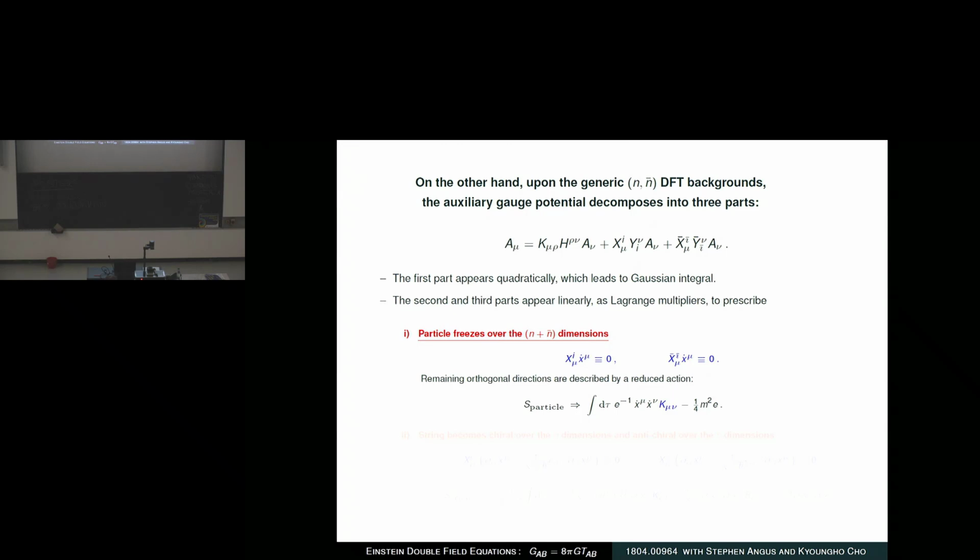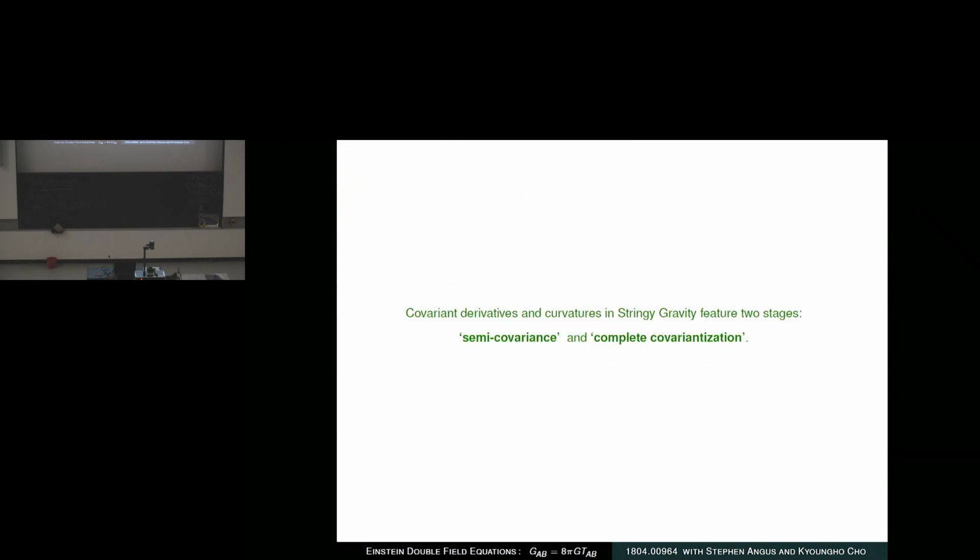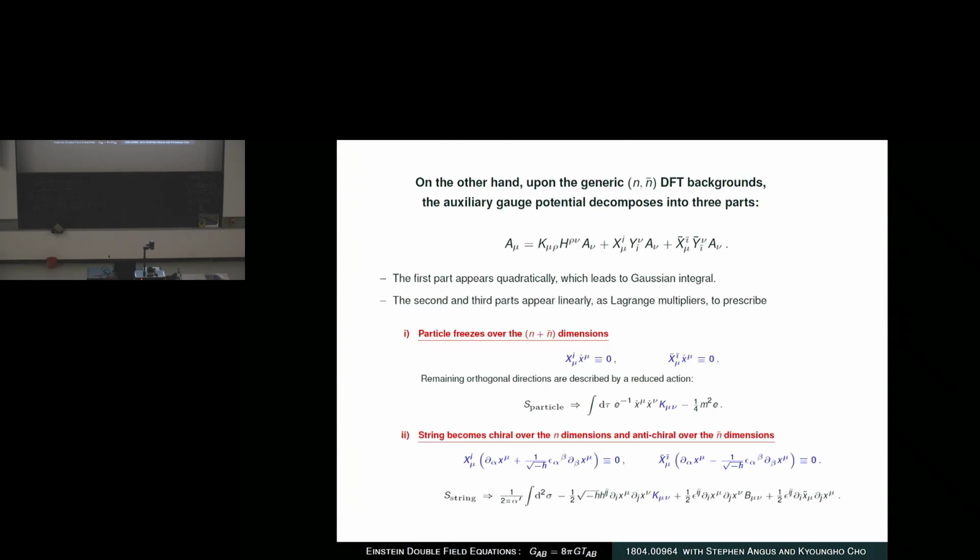If you do the same with the string action, the string becomes automatically chiral over the n dimensions and antichiral over the m-bar dimensions. And this string action reduces to this bosonic undoubled theory, where G_mu nu is replaced by K_mu nu, like in the point particle case.